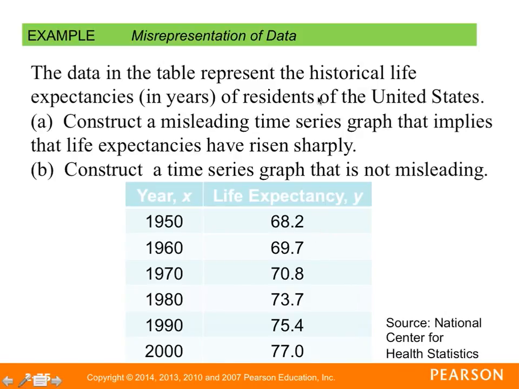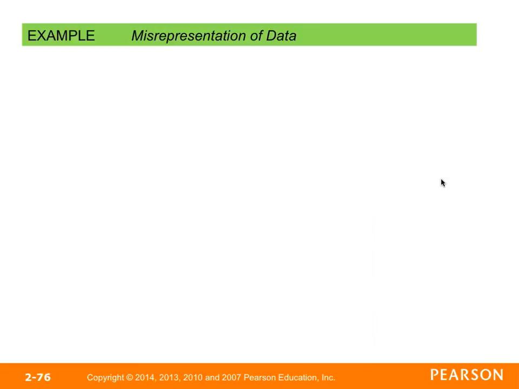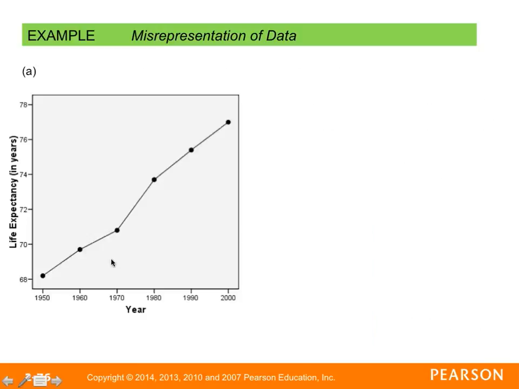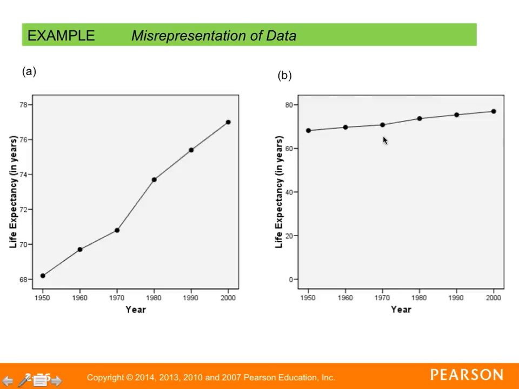So the data in the table below represents the historical life expectancy of residents in the US. We want to construct a misleading time series graph that implies the life expectancies have risen sharply. And then we also want to construct a time series graph that is not so misleading. So our first one, this is a graph of that data, okay? B, this is a graph of the same data. Now you might ask, how is this possible? So take a second, see if you can identify the difference between these two graphs, because these are the exact same data points.